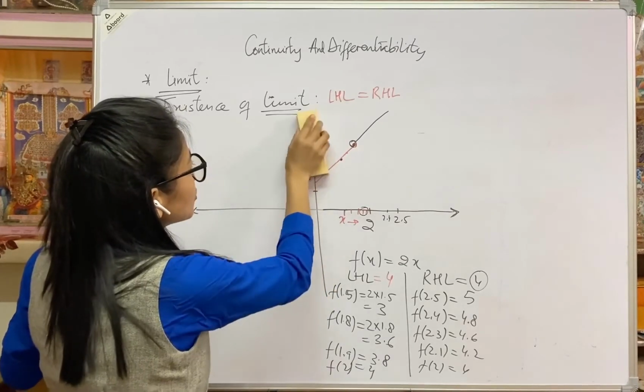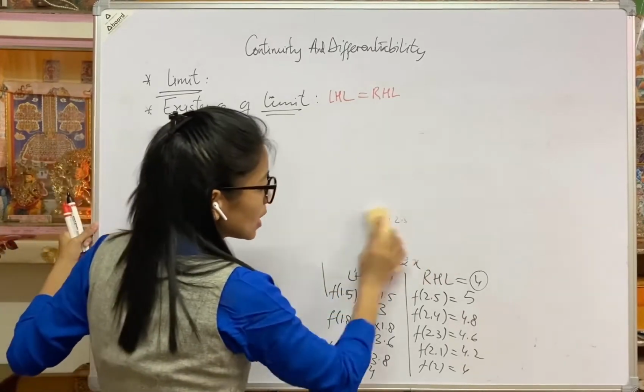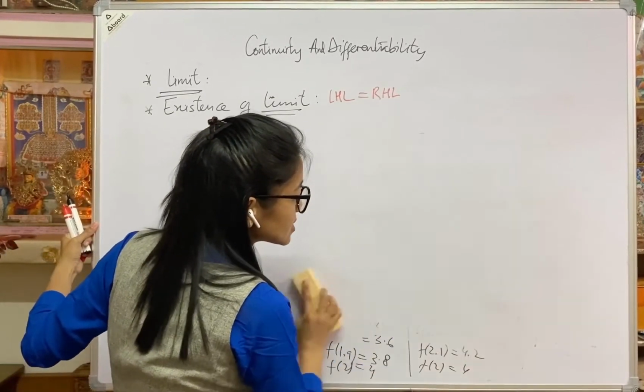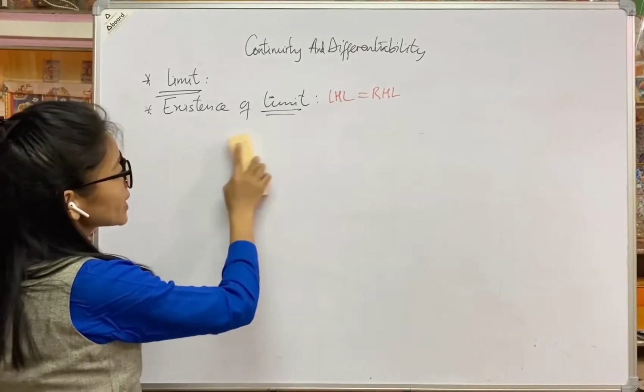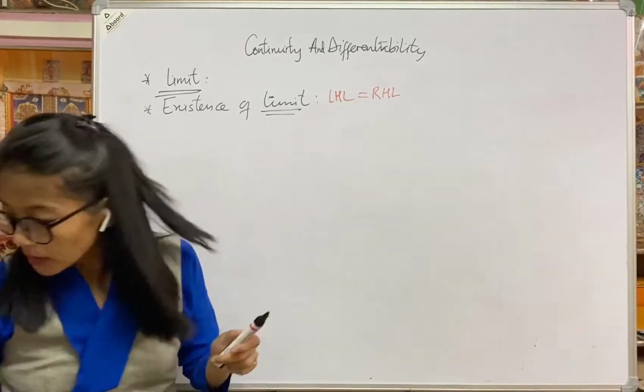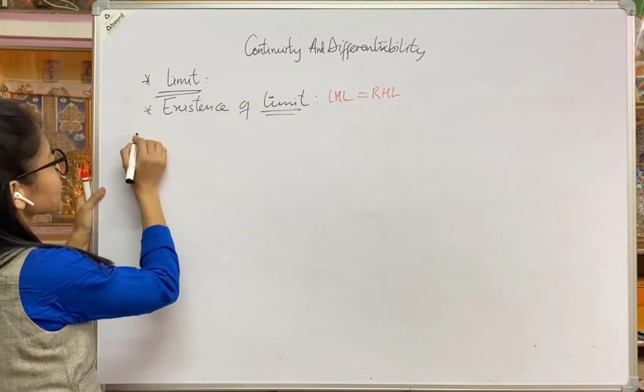Now I don't know how you might have done it or what method you used to check the existence of the limit, so I will not go into detail. I'll just show you one example. I'll give you this example. We will solve this together.